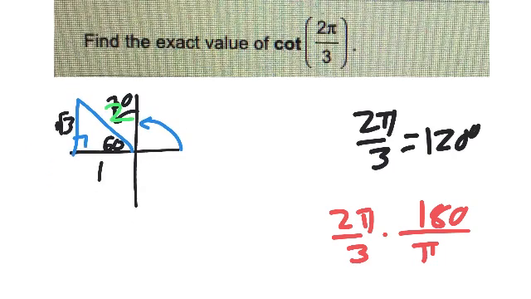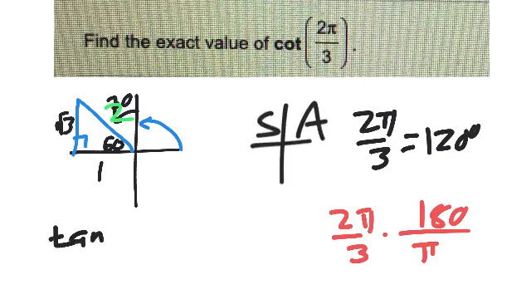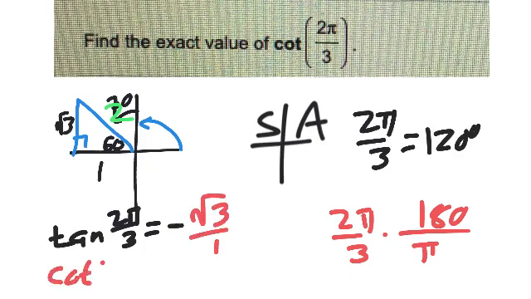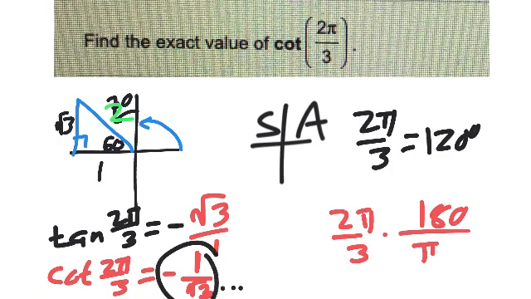Now I'm in the second quadrant, so sine is the only thing positive. When I think about finding tangent of 2 pi over 3, I know it's going to be negative. Tangent is the opposite over the adjacent, which means cotangent is going to be the reciprocal of that, the adjacent over the opposite. When I rationalize this, that's going to be negative radical 3 over 3.